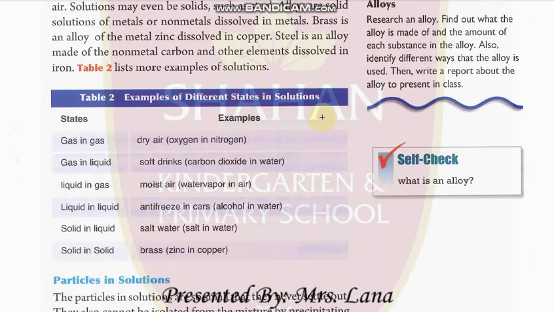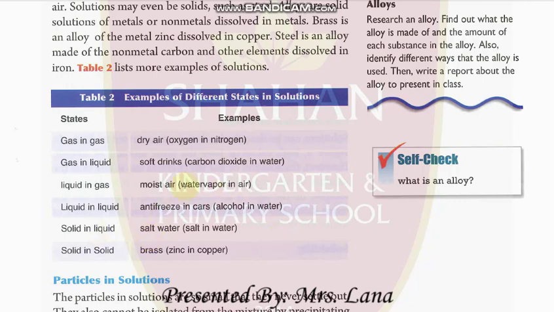We have different states in solution: gas in gas, dry air or oxygen in nitrogen. Gas in liquid, soft drinks, carbon dioxide in water. Liquid in gas, moist air, water vapor in air. When you put water in the kettle or expose it to heat, it becomes water vapor in air. Liquid in liquid, antifreeze in cars. You know what antifreeze in cars means? Alcohol in water. Solid in liquid: salt is a solid, and when you put this salt in water, it will be a solution.